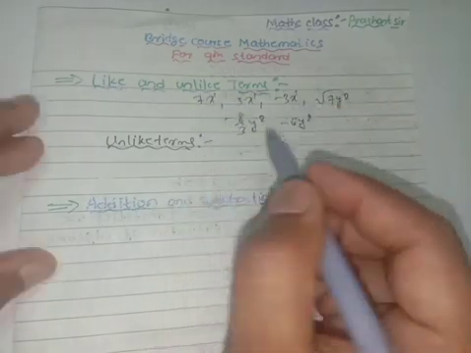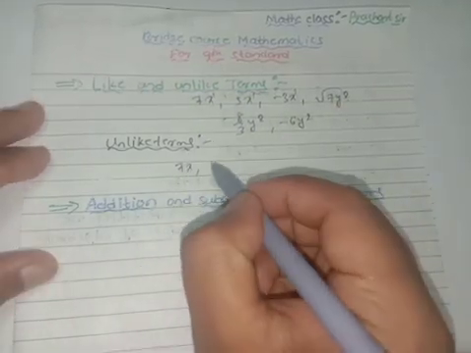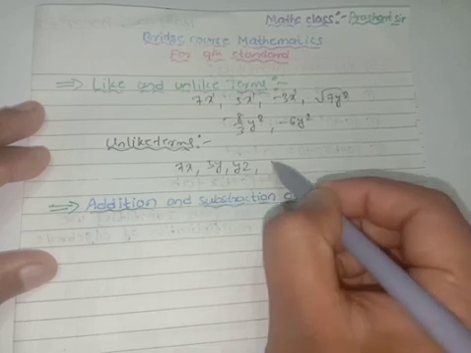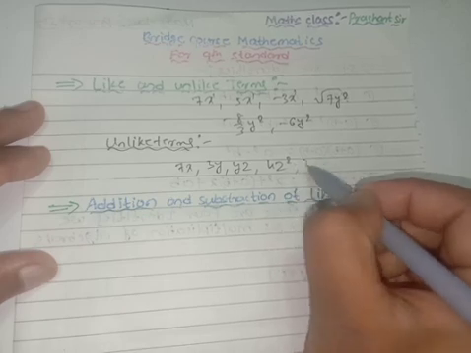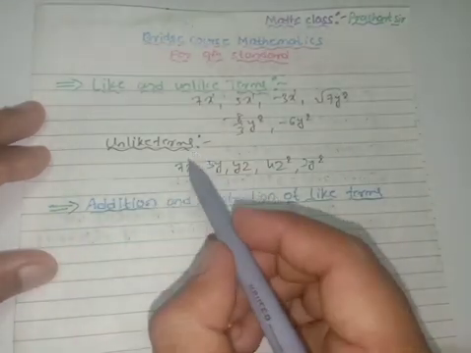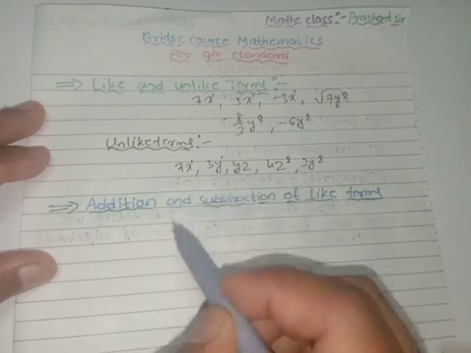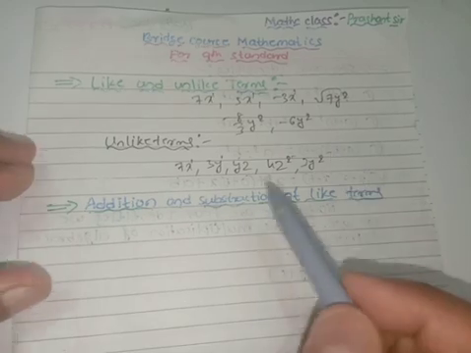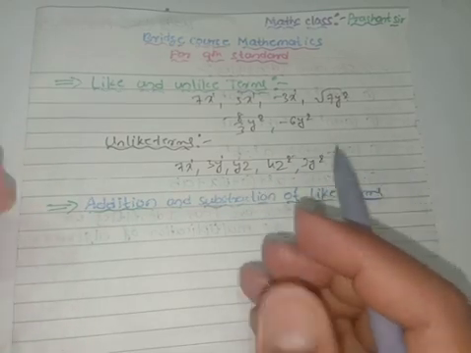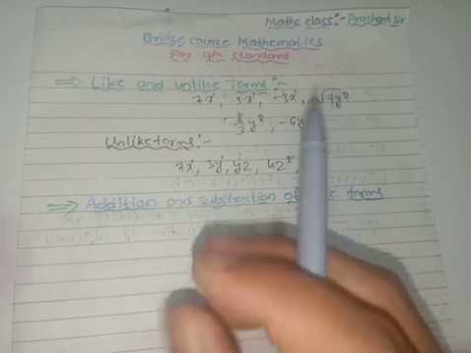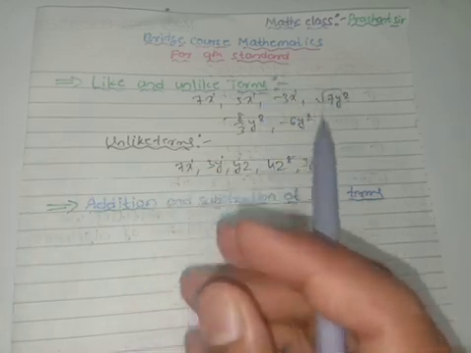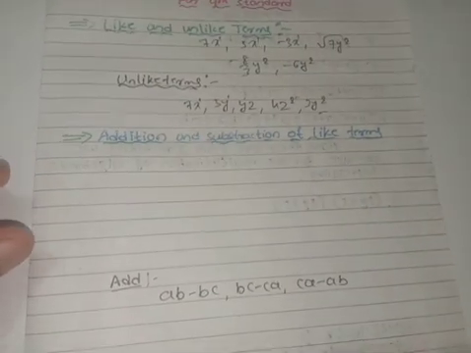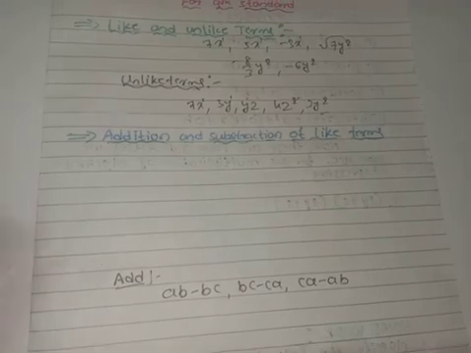And what are the unlike terms? See, I am writing here unlike terms: 7x, 3y, yz, 4z square, 3y square. You observe here the power is 1, 1, 1, and the power here is 2, and its power is 2. So in unlike terms, the variables are different. If variables are the same, the powers are different. So it is called what here? Unlike terms.